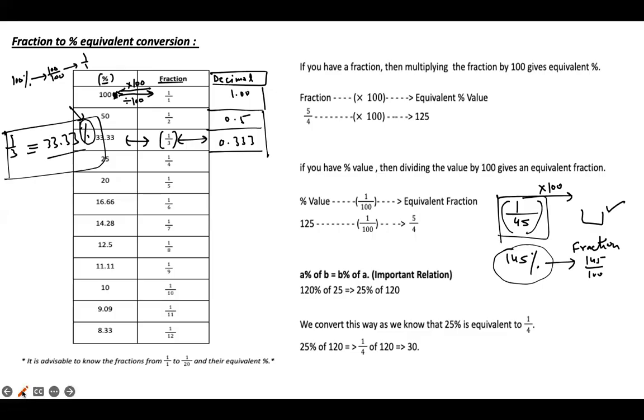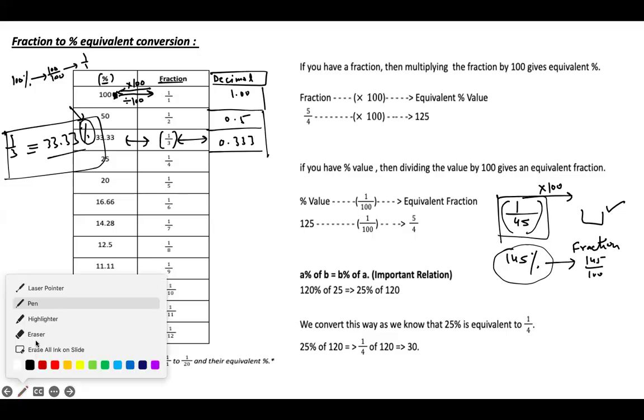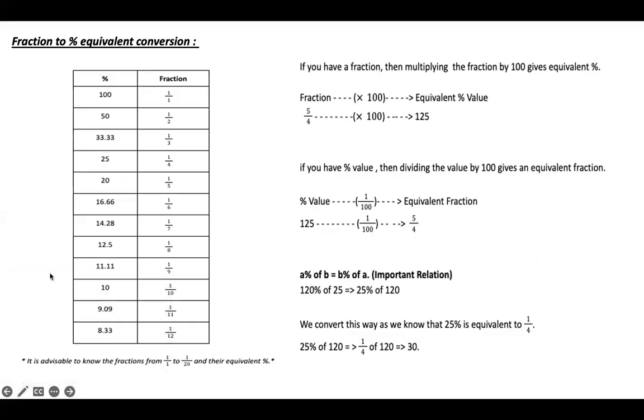That's important. And I have provided fractions from 1 by 1 to 1 by 12. See, 1 by 1, 1 by 2. How will you find 1 by 7? You multiply this quantity by 100 and you'll get 14.28. Similarly, 1 by 12, you multiply by 100. So you need to remember fractions 1 by 13, 1 by 14 till 1 by 20. I have made a chart till 1 by 20.